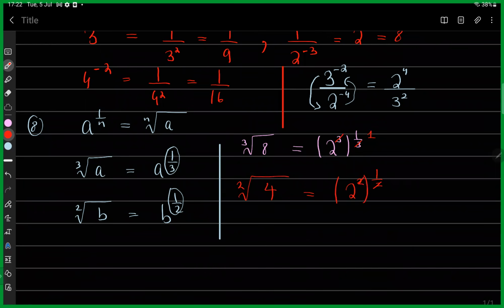So this is basically an understanding about the fractional index. Yes. Any confusion with this? No, ma'am. All right. Perfect. And then just one last rule.